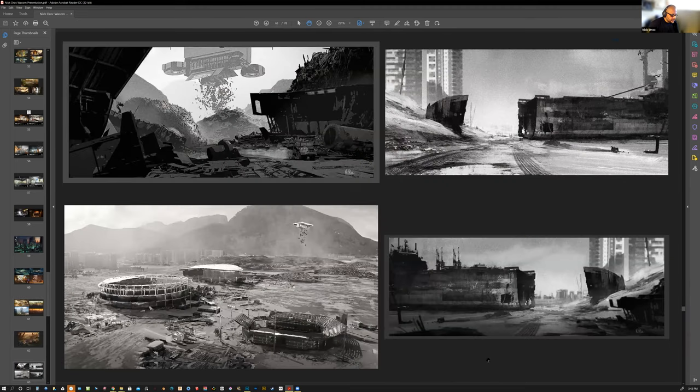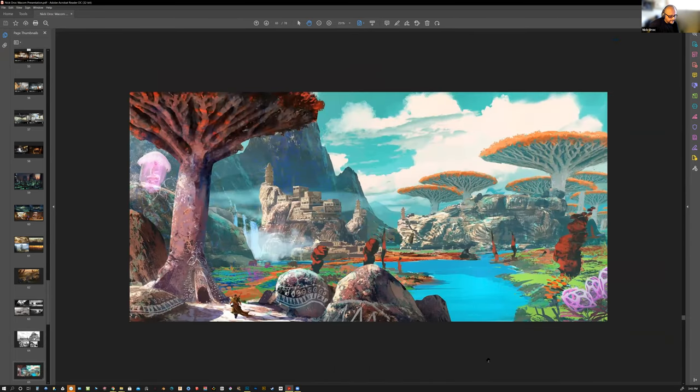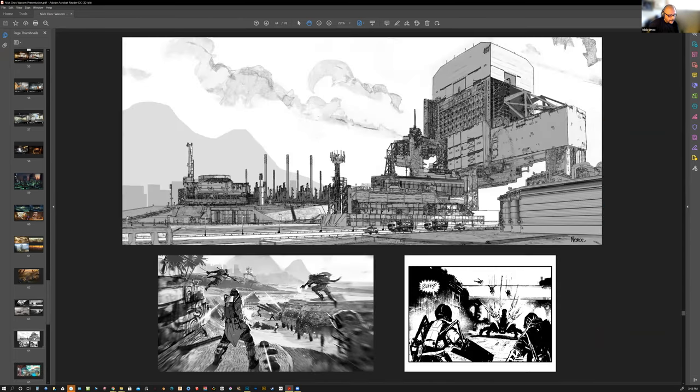So here's some more examples. I'm curious because in gaming, obviously, you can set up the stage for the narrative, but you're not really working off a script. There's no actual story, or is there? Are you actually given a... It depends on the game.